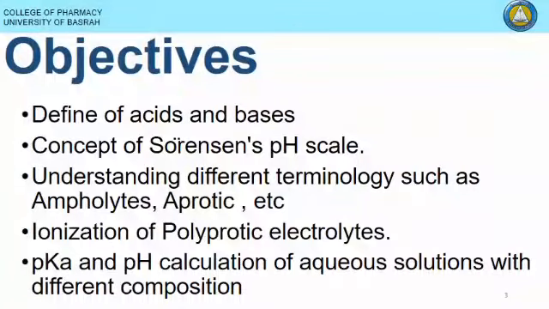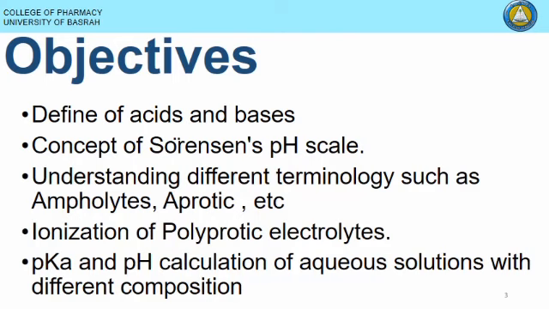We start by asking why, as a pharmacy student, you need to study ionic equilibria. We say that every pharmacy student needs to know how to define acid and base according to different theories, what the Sorensen pH scale is, how we can understand different terminology that we're going to use even in different subjects like ampholytes, ionization of polyprotic electrolytes, and how we can calculate the pH and the pKa.